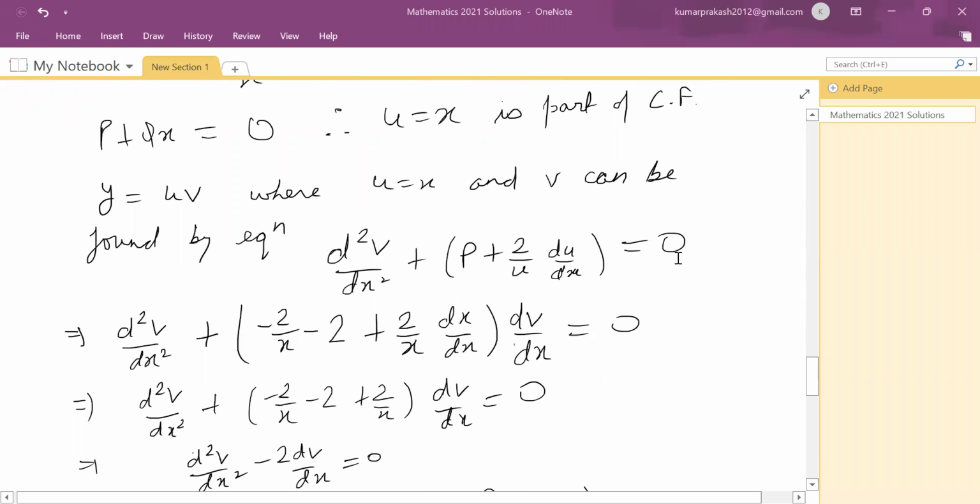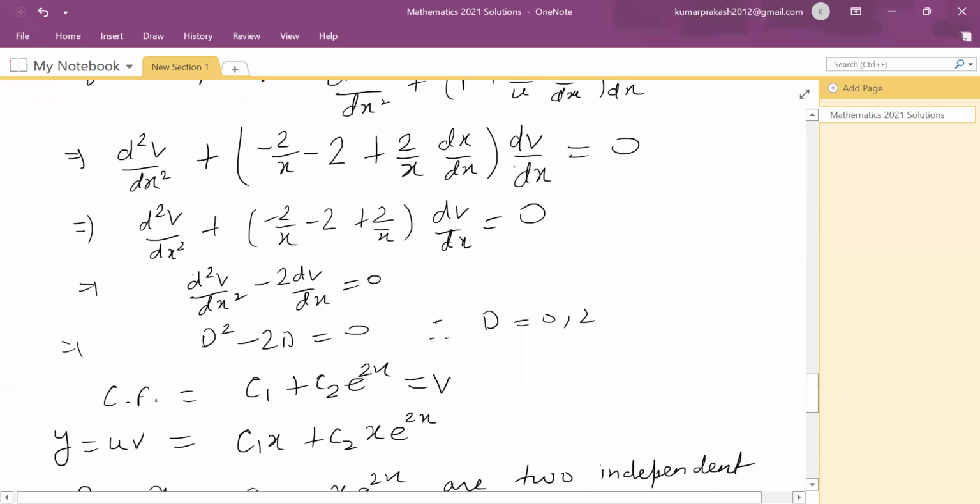Please learn this equation, otherwise you have to differentiate, and then you will reach this equation only. So you should directly remember it. Sorry, there will be a dv by dx here. So this is the equation. I put the value of P, which is minus 2 by x minus 2 plus 2 by x, u is x, into du by dx, so dx by dx will become 1. On simplification you will get this equation.